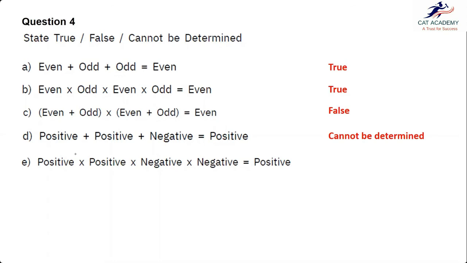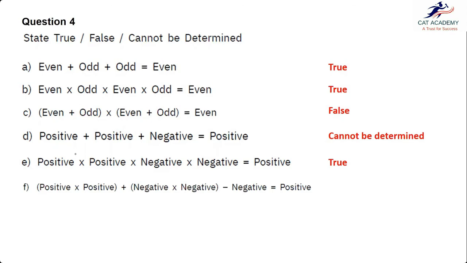Positive into negative is equal to positive. True or false? True or false? True. Because negative into negative will become positive, and then 3 positives will multiply into a positive. So true. Next one, try this.